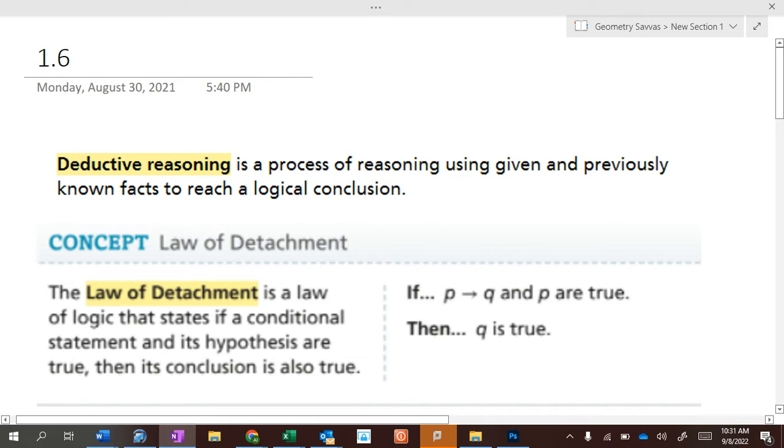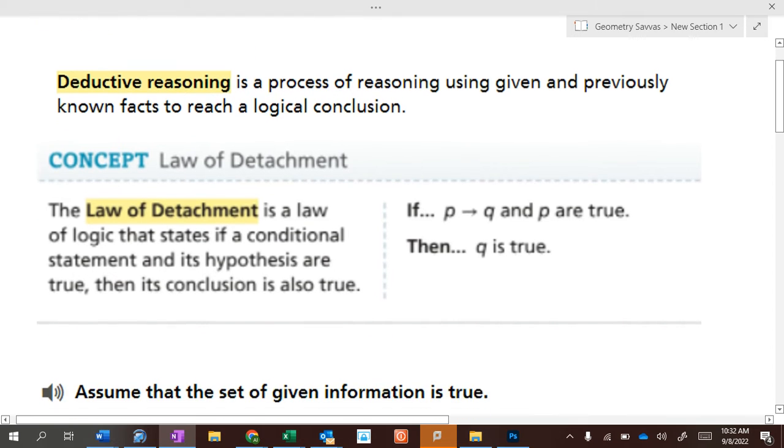If you have a true conditional statement, like if you're outside, you will enjoy the sunshine. Okay, that's a true statement. So if you're outside, it would lead to you enjoying the sunshine. It's just very matter of fact, exactly in the order that it goes.